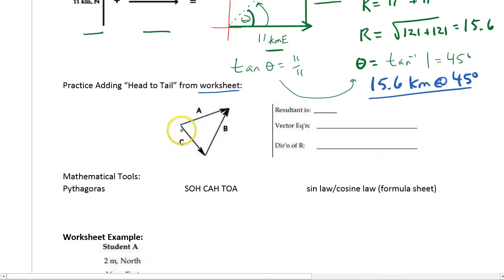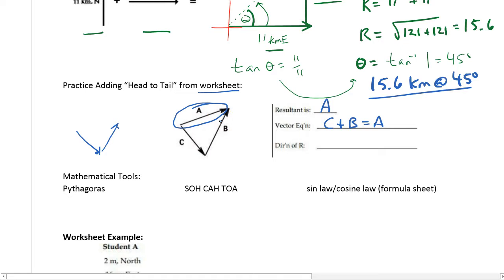So looking at the pattern, I can see from the end of C, B was drawn, right? And A starts where C started and ends where B started. So this is going to be the resultant, right? Because if I think about the order in which they were written, here is our resultant A. The vector equation is going to be C plus B equals A. So that's the order in which they were added.